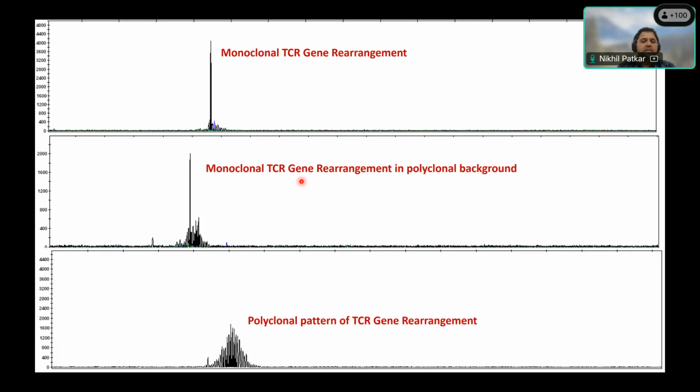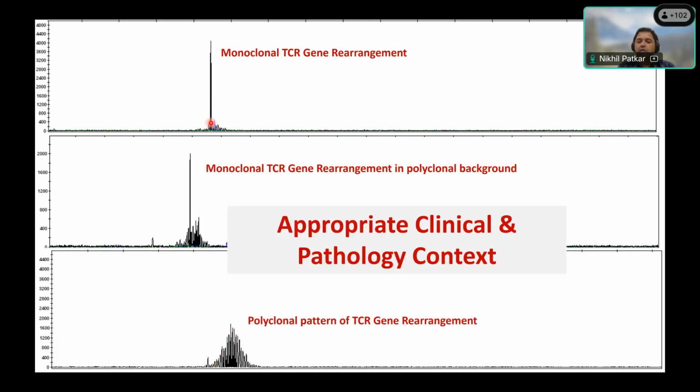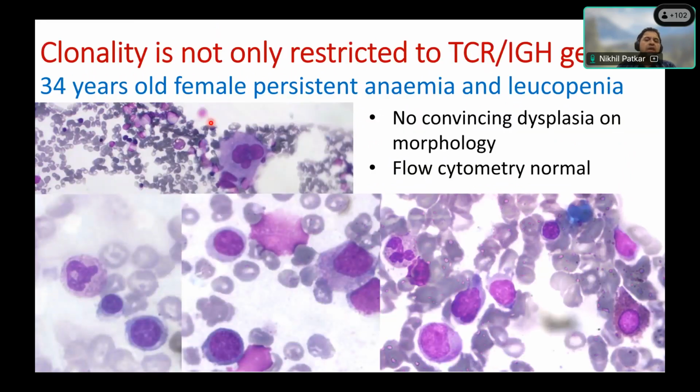So when you perform TCR gene rearrangement testing in a normal person like you and me, you get a Gaussian or bell-shaped curve like this. And in case of a T cell malignancy such as TLGL, you get a monoclonal gene rearrangement, as you can see here. But it is important to note that this has to be taken in the context of appropriate clinical and hematopathology findings. The definition of clonality has now moved on, and we have not restricted it only to TCR and IgH genes, but others as well.